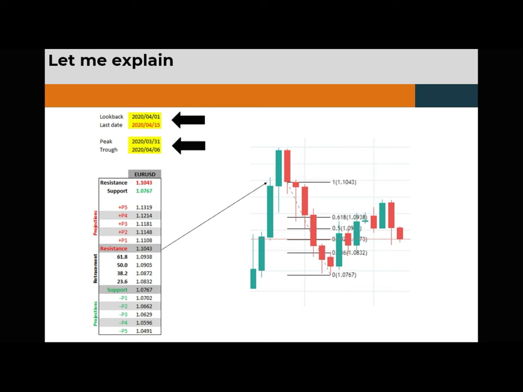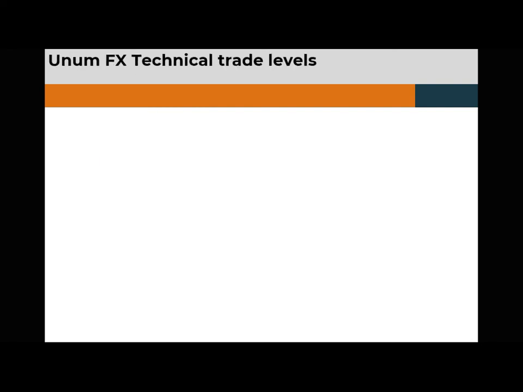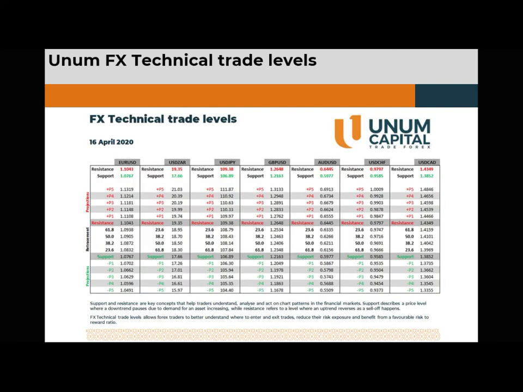Now, interesting enough, you can see my resistance as I've highlighted, 1.1043, and also my support sitting at 1.0767. And then also my in-between levels, that's the retracement levels, typically what I've mentioned, 23.6, 38.2, 50%, and 61.8%. You can see how these levels are unfolded or calculated. Now most likely you will receive this UnumFX technical trade levels each and every morning.